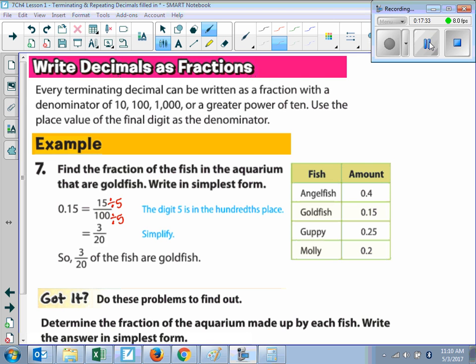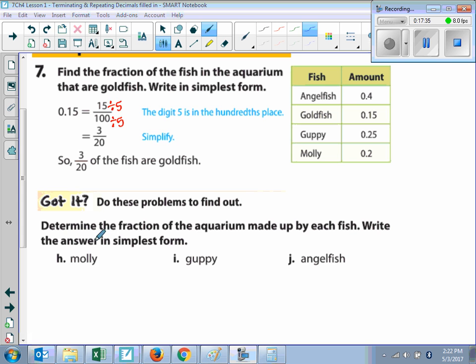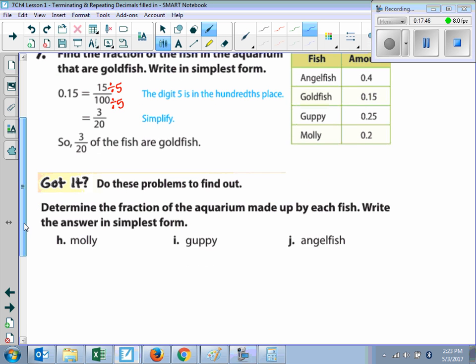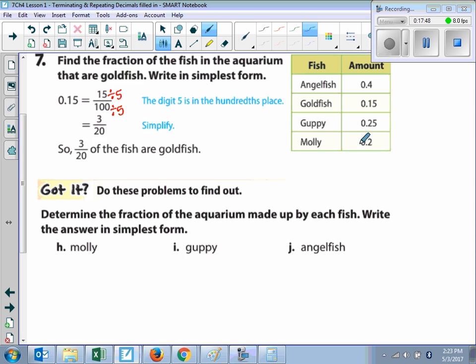So here we're going to determine the fraction of the aquarium made up by each fish, and we want to write the answer in simplest form. So continuing with the same table up top, we're going to look at the molly. So the molly is 0.2. This, don't forget, is read it, write it, and simplify it. Read, write, and simplify.